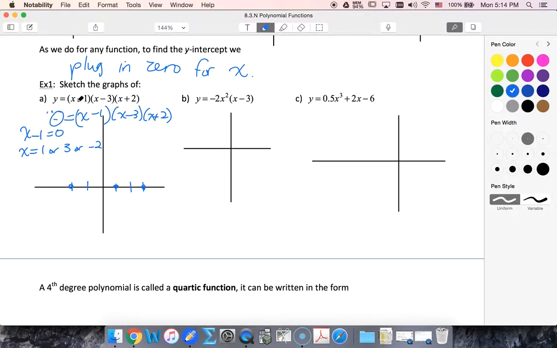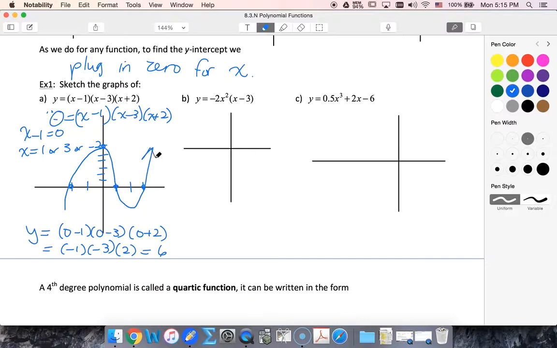Remember, to find my y-intercept, I'm going to plug in x equals 0. So 0 minus 1 times 0 minus 3 times 0 plus 2. That's going to be negative 1 times negative 3 times positive 2, which is going to be positive 6. And in front of this is an imaginary 1, which tells me I'm going to end up pointing up. So that means I start pointing down, so I'm going to come through my intercept to my other intercept, down, somewhere I'll turn around and come back up.